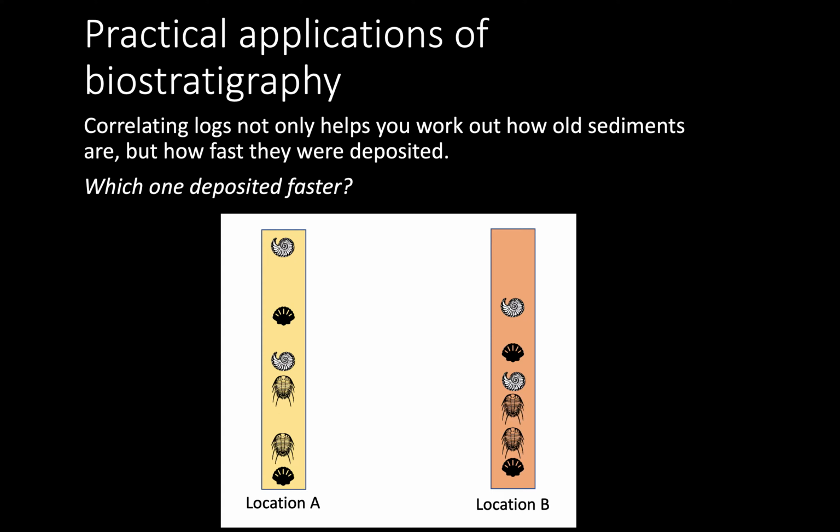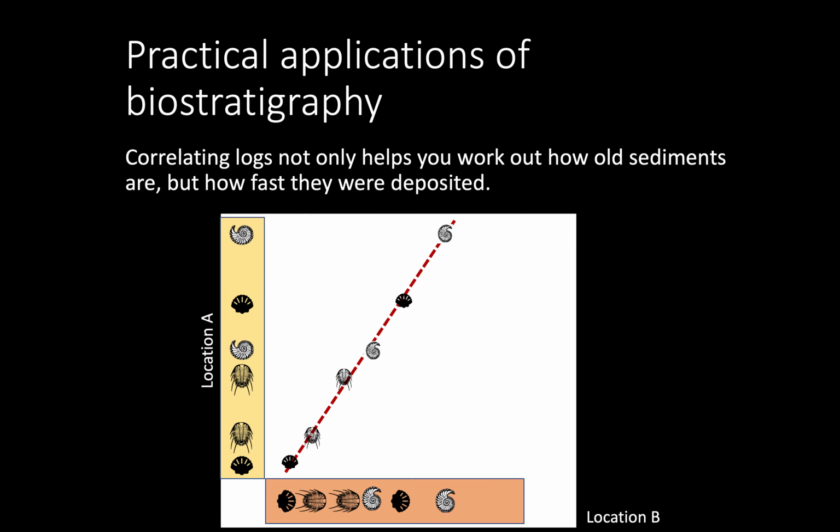We're going to pick back up with practical applications of biostratigraphy. Besides figuring out age, we can also estimate the rate of deposition using biostratigraphy. If you take a look at column A and column B, we see a series of fairly similar fossils, from the same sequence but different locations. So how do we know which one deposited faster? Well, let's take a look.